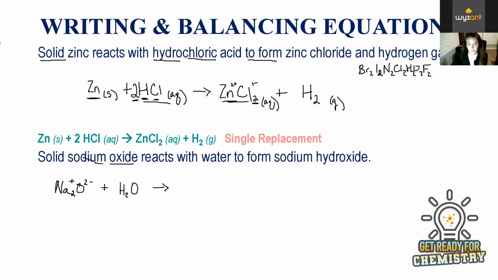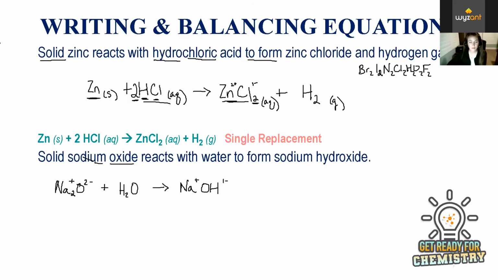And this forms sodium hydroxide. So sodium is still Na, and then hydroxide, remember, is a polyatomic ion. It is the formula OH. Hydroxide is a 1- charge. Sodium is a +1 charge. So we just leave this like it is because they're both +1, -1, so they cancel out.